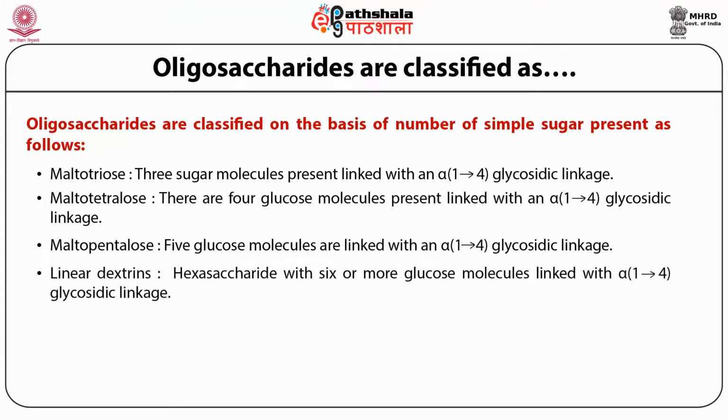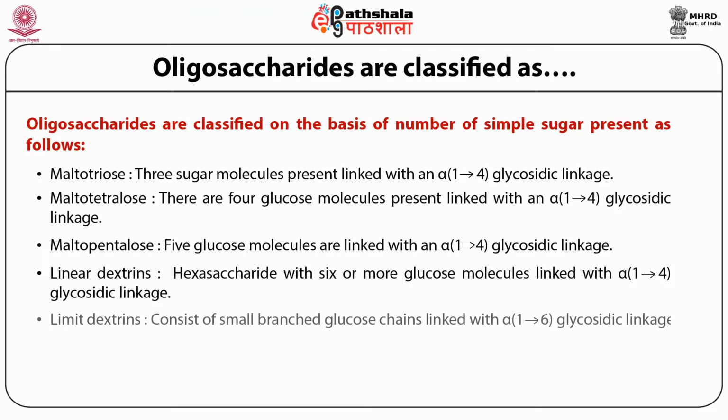In linear dextrins, oligosaccharides with 6 or more glucose molecules linked with alpha-1,4 glycosidic linkage are present. Limit dextrin consists of small branched sugar chains linked with alpha-1,6 glycosidic linkage.